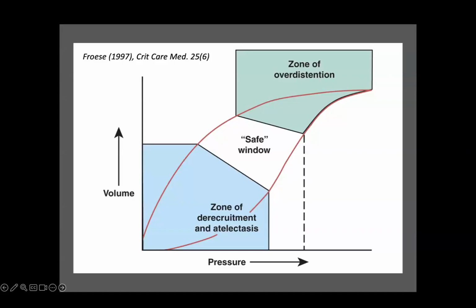Well, conceptually, we've known this concept for many years. There is a sweet spot of ventilation where we avoid lung collapse at end expiration, but at the same time prevent overfilling, overdistension of the lung during inspiration. But how do we assure this so-called safe window in the middle here?